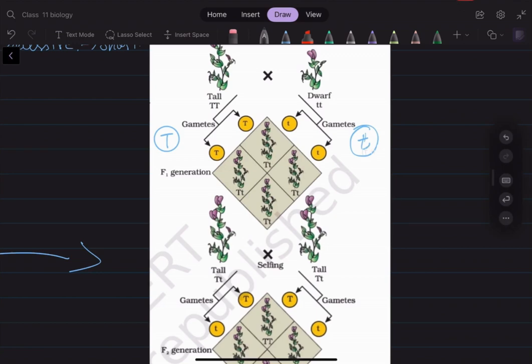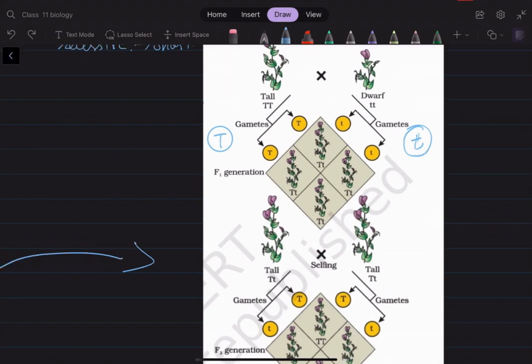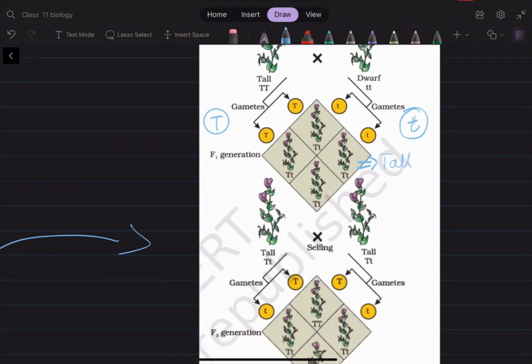Now, if you put this across a Punnett square, you will get heterozygous everywhere. We know that heterozygous is always dominant, and the dominant character that you see here is tallness. So we will see all of them are tall plants.